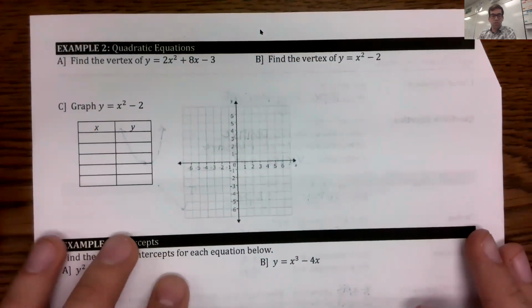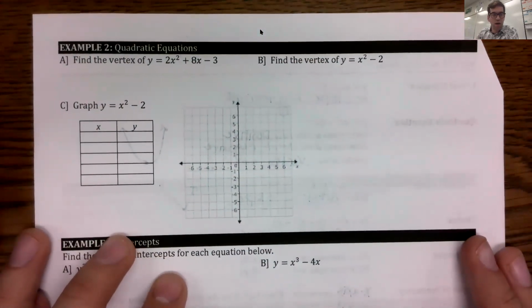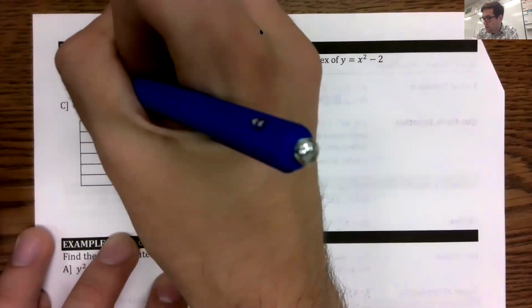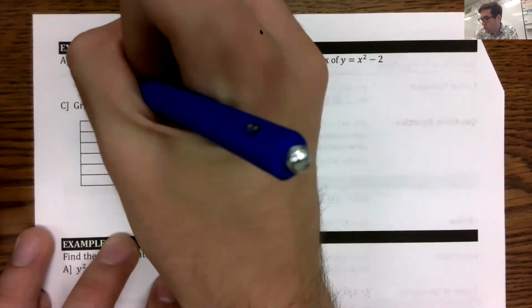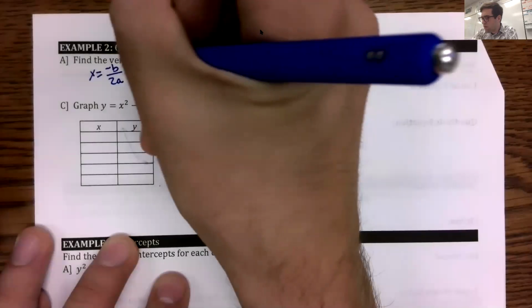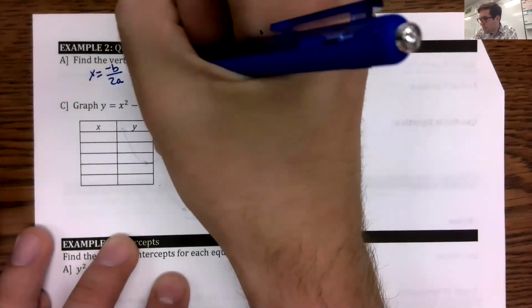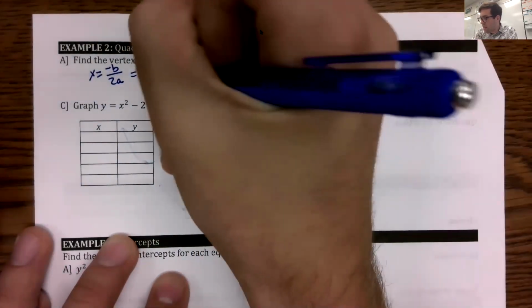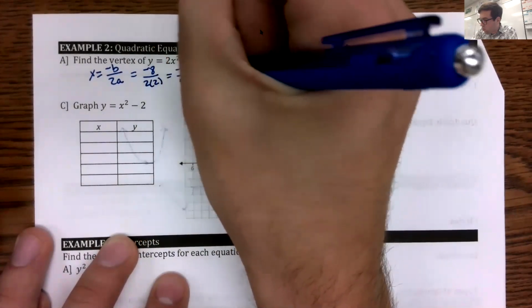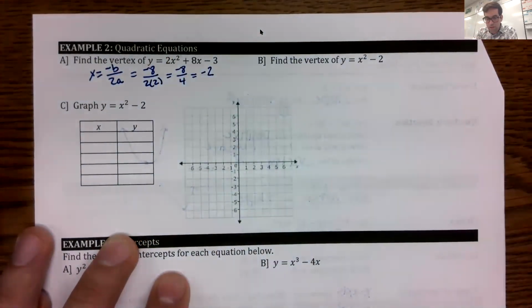Quadratic equation. So letter A, find the vertex of y equals 2x squared plus 8x minus 3. So if you remember from the beginning of the notes, we have this equation negative b over 2a to find the x value of a vertex that's given to us in standard form like this. So in this case, the b is 8 and the a is 2. And when we start to reduce this, we'll get negative 8 over 4 or negative 2. So our x value is negative 2.